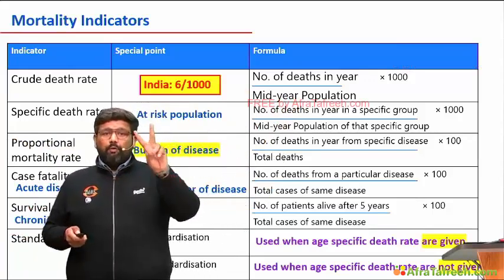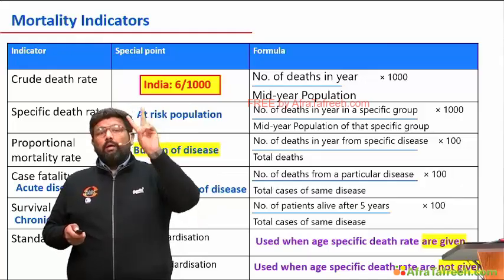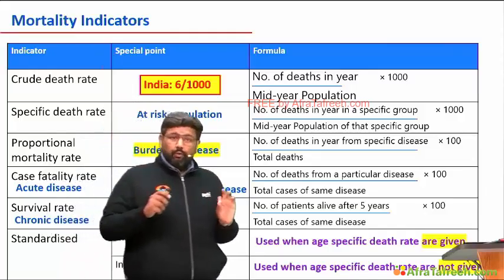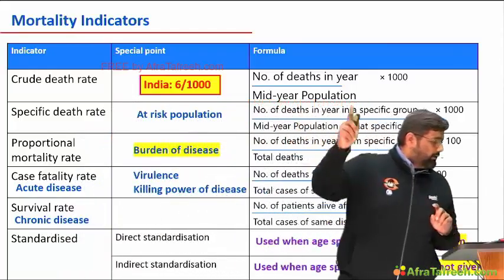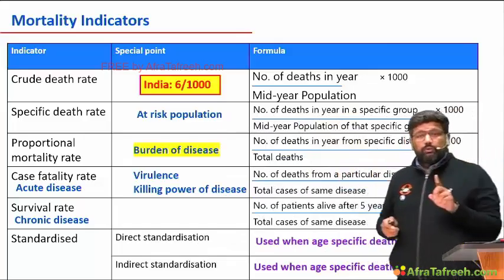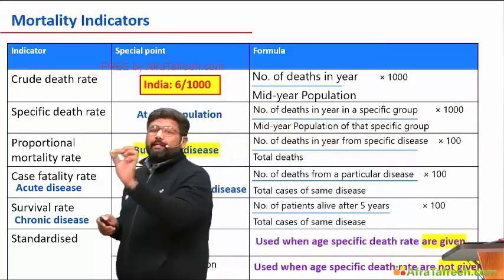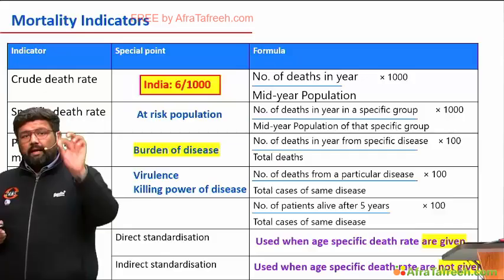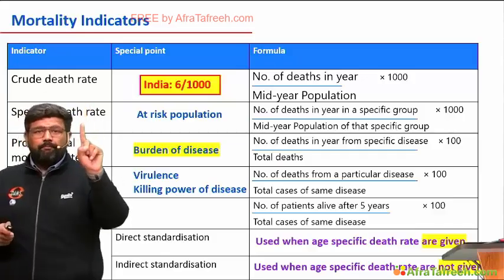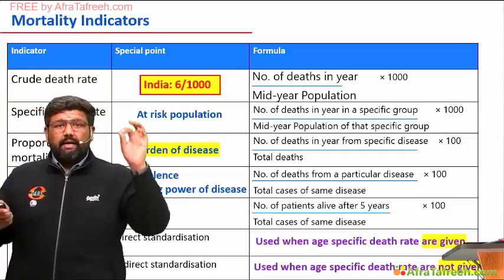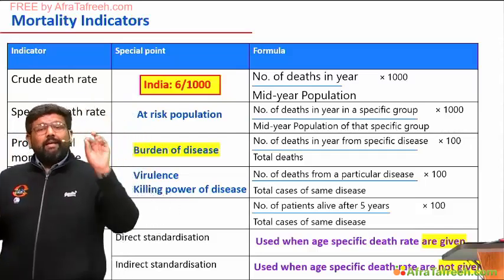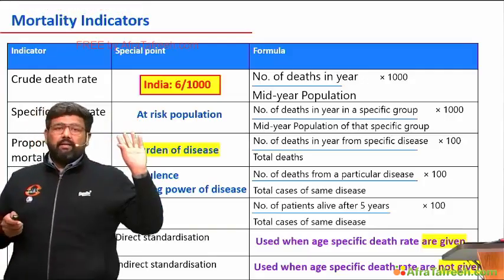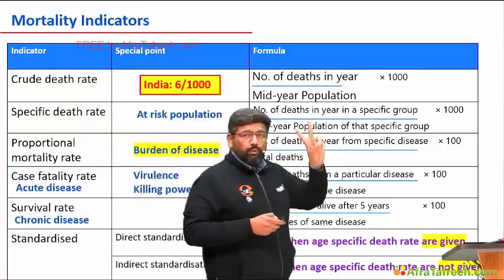So whenever we have to compare the death rates of two countries with different populations, we use standardization. There are two types of standardization. Number 1, direct. Number 2, indirect. Direct is used when age specific death rates are given. Just remember 2 points regarding this topic. Number 1, whenever there is a population difference, standardization is used. Number 2, if age specific death rate is given, direct standardization. If not given, indirect standardization. From this topic, only these 2 points are related to your MCQ.